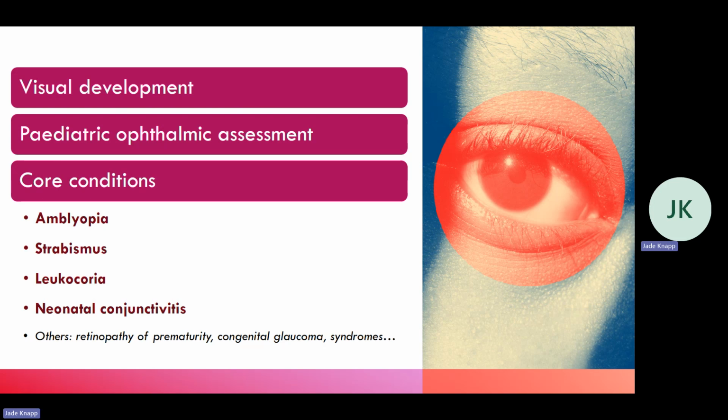This is today's lecture. So we'll start with visual development and then how to assess a child's eyes. There's 4 core conditions that we need you guys to know about. And as a GP or any non-ophthalmologist, there are obviously many other pediatric eye conditions, like retinopathy of prematurity, congenital glaucoma and other conditions. They're less common, so we'll focus on the more common and important stuff.